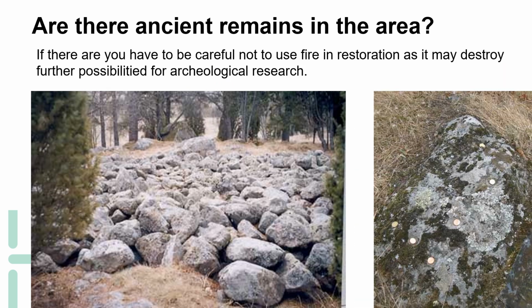Are there ancient remains in the area? Maybe you know already that there is a grave or a sacrificial stone or something else from an ancient time in your pasture, then that should be written in your inventory. Maybe you don't know, but you think that maybe there is something. Also, that could be written in your inventory. If there are ancient remains, you have to be careful not to use fire in the restoration, as it may destroy further possibilities for archaeological research, and that could also be written into your inventory report.